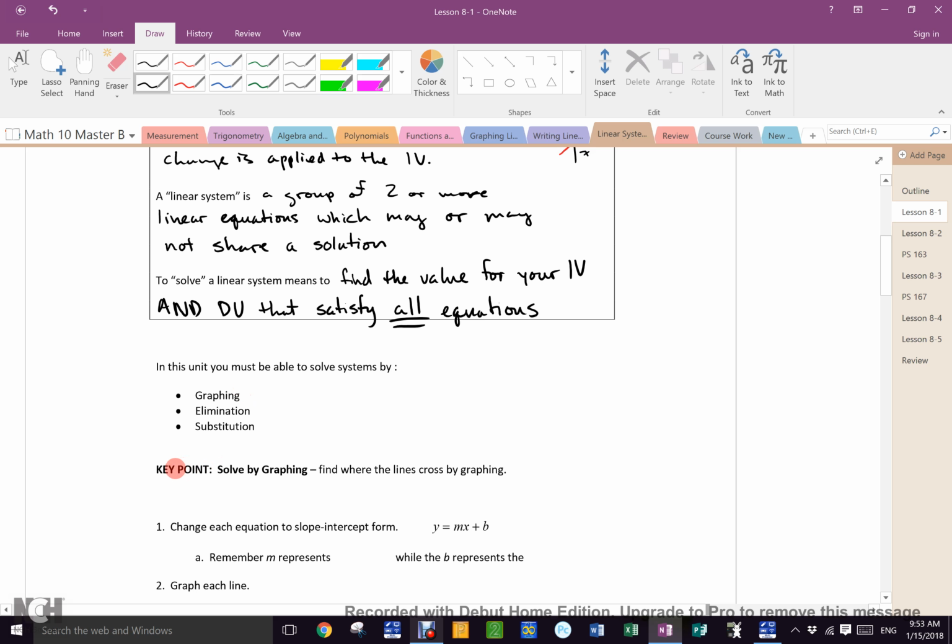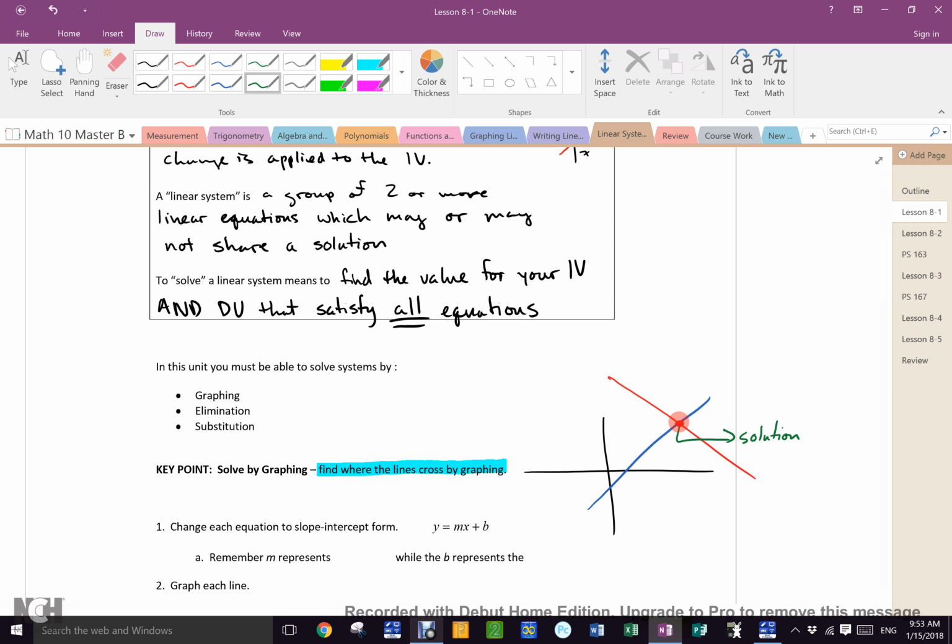So, the key point when we are solving by graphing, we have to find where the lines cross. Why is that a solution? I'm going to draw a blue line, and I'm going to draw a red line. That's where they cross, correct? Why is that the solution? What is special about that point that means we could say it's the solution? Carla. It's coordinates. So that spot is an X and a Y that does what? Both lines have in common.